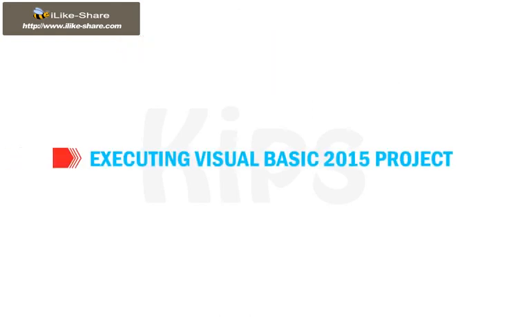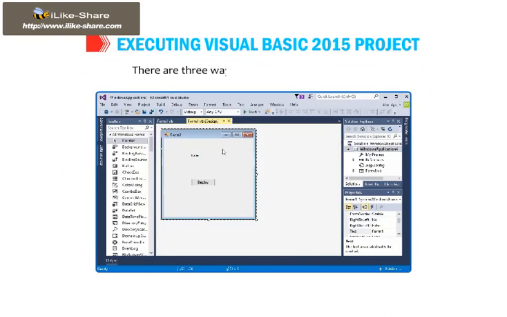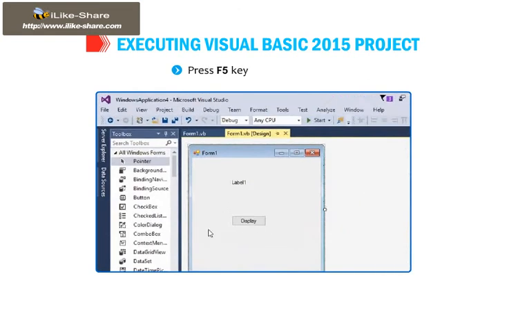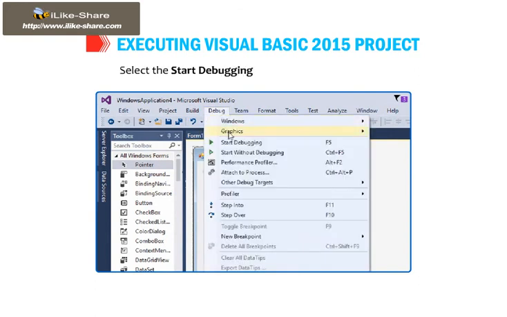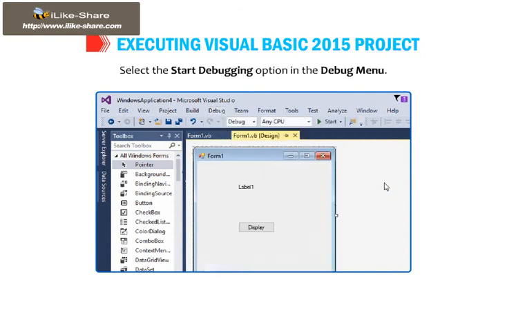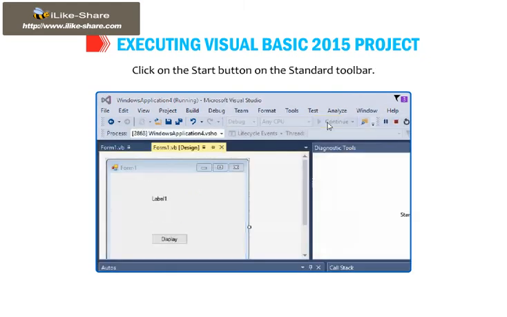Students, let us now find out how to execute a Visual Basic 2015 project. There are 3 ways to run a Visual Basic project. Press the F5 key on the keyboard, or select the Start Debugging option in the Debug menu, or click on the Start button on the standard toolbar.